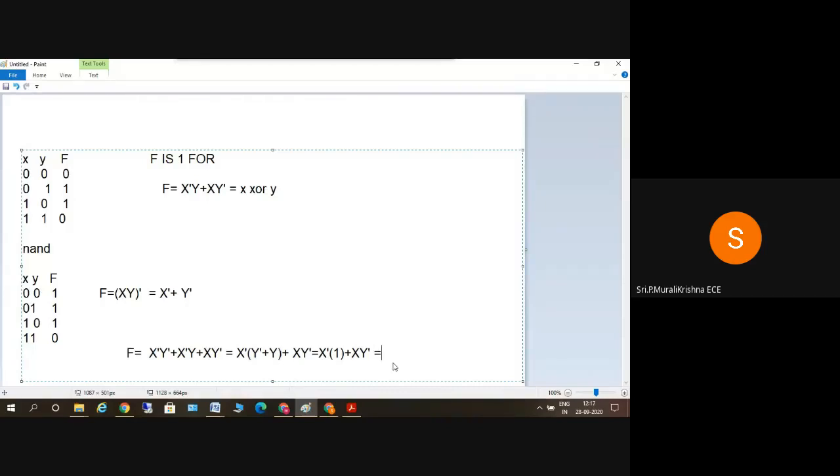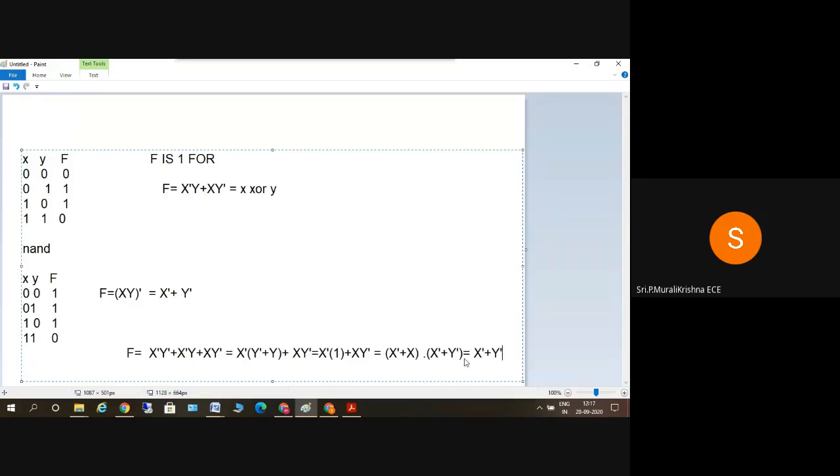So we can go for X plus YZ. Using the distributive law, what is X plus YZ? X plus YZ is (X plus Y) into (X plus Z). So that is (X bar plus X) into (X bar plus Y bar). Since X plus X bar is equal to 1, totally you'll get X bar plus Y bar. So this is how we can prove it.